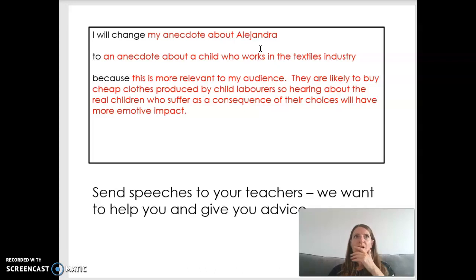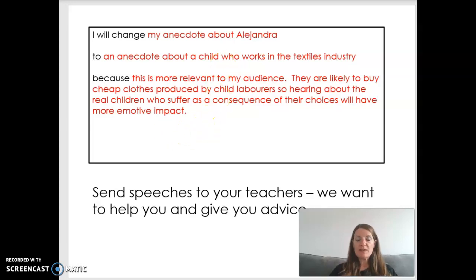And it is important, we know, but within the context of my speech, I think telling an anecdote about a child who makes clothes for the fashion industry, which we then buy, is going to have more emotive impact and be more relevant. So I've just read my speech aloud, I've asked the questions, I'm happy with a lot of it, but I've noticed this is an issue, so I've written myself a note about what I'm going to change.